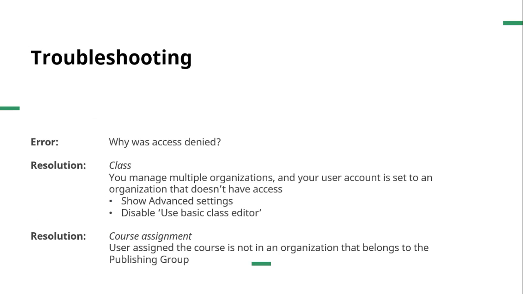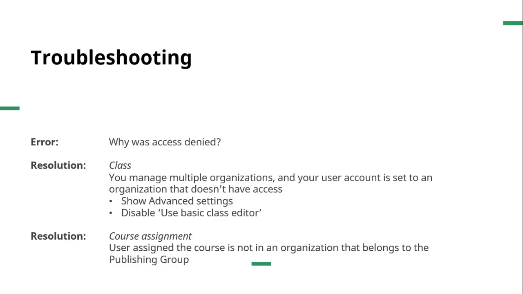So if you are getting access denied and it's based on your organization, either on your user account or not being able to see the organization on the class, you can change your user account, you could change your organization setting, or you can just always go to advanced settings and change that organization so that you can use it. With course assignments, you can also get an access denied.